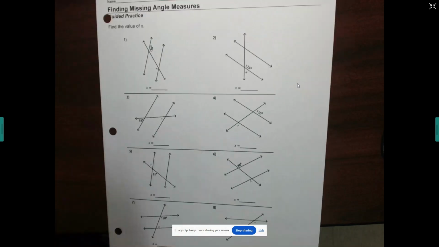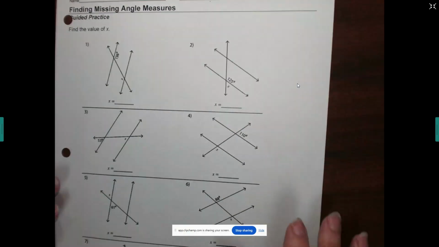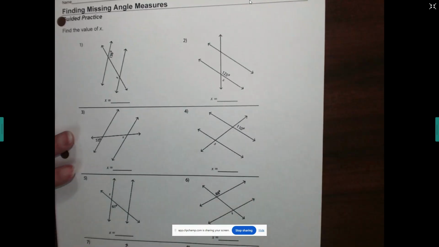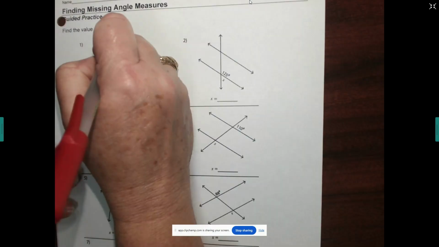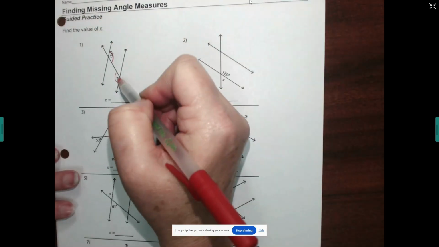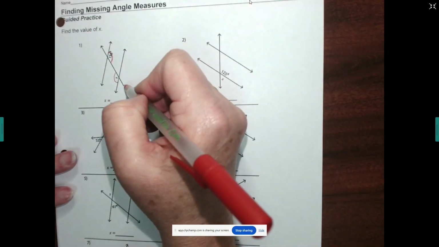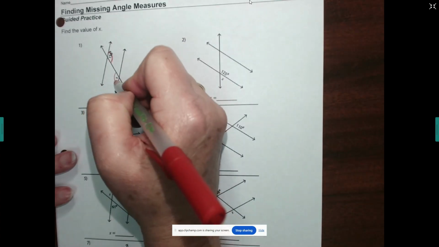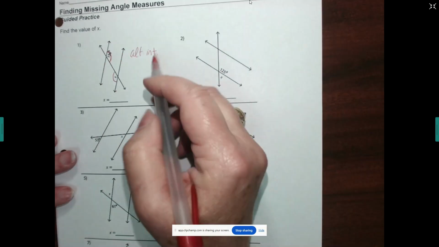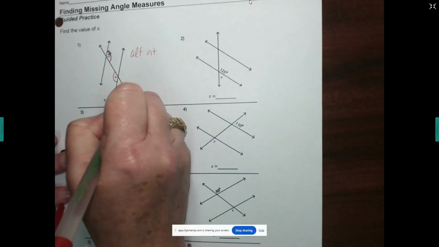Okay, we are going to continue to find these missing angle measures. The front of this page is very much like we were doing yesterday. We are making a determination if these angles are the same or are they different. I can eyeball these and tell that these are both obtuse angles, so these angles are going to be the same. They are alternate interior angles, making them congruent. So if this is 136, this is also 136.